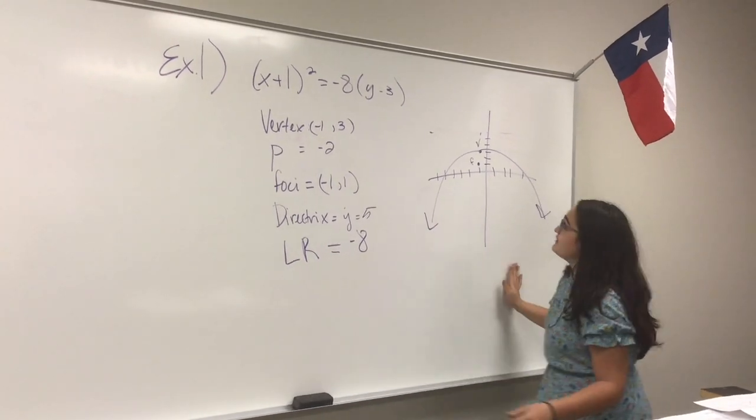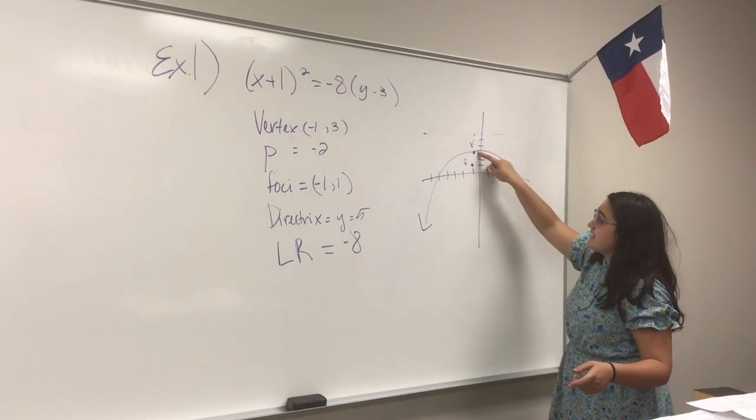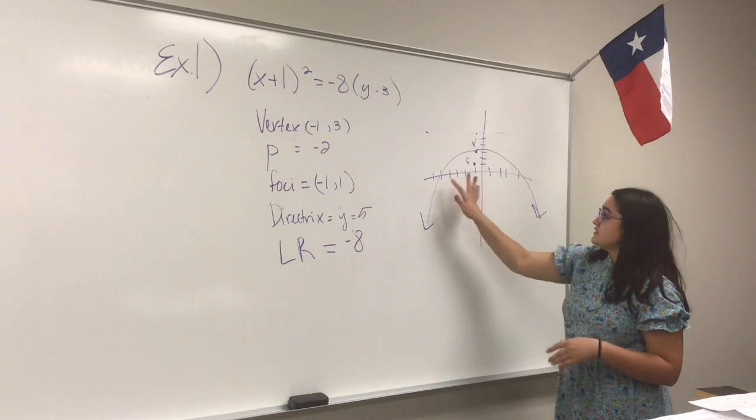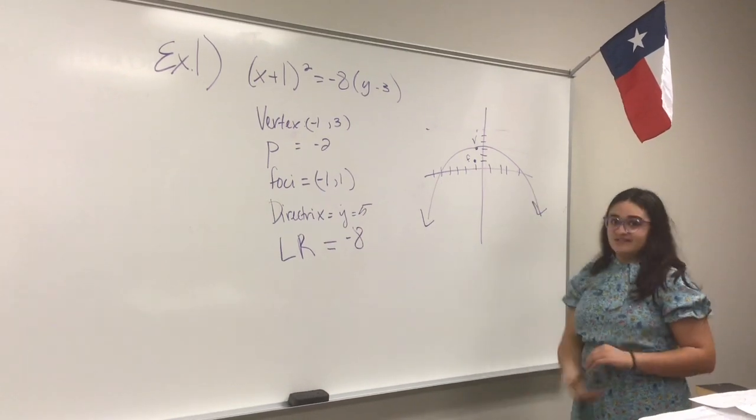Now looking at a graph here, this is going to be our vertex, our focus, as seen here. And then we can also know that from here to here, it's going to be negative 8.